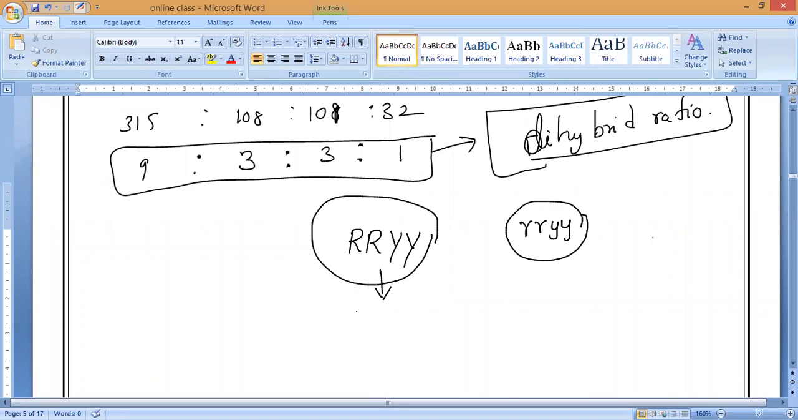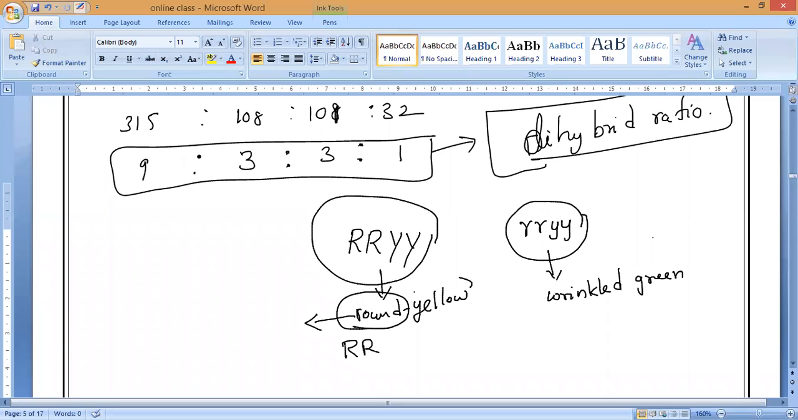This is round yellow seeds, and this is wrinkled green seeds. Now, what is the genotype of round? Round means capital RR. Yellow will be capital YY. Wrinkled is small rr, and green is small yy. Understand?